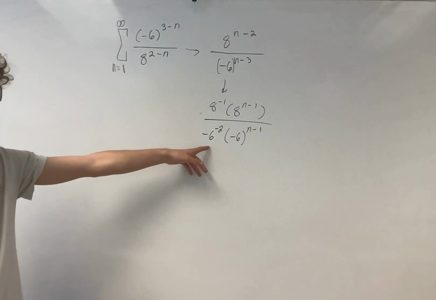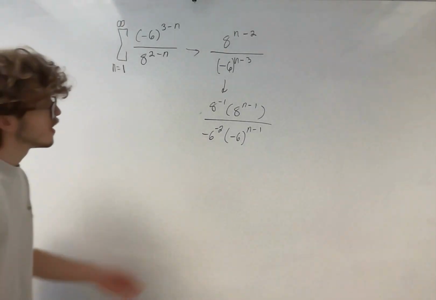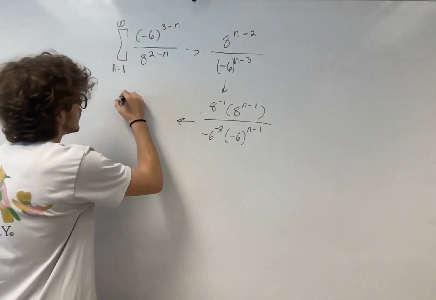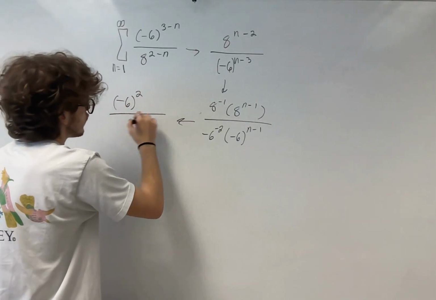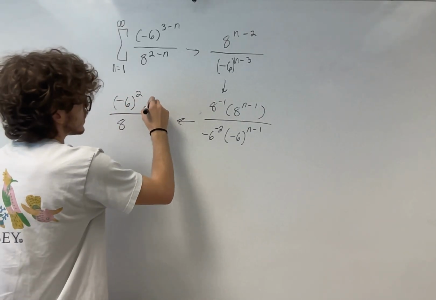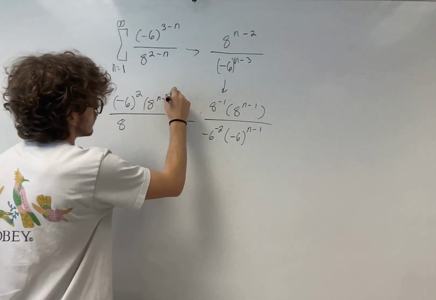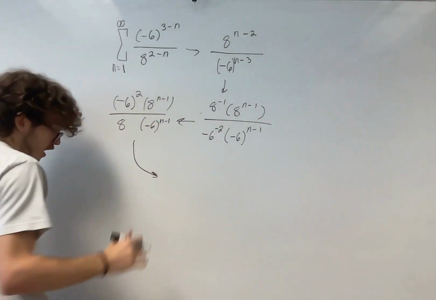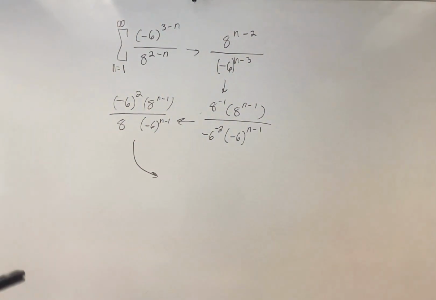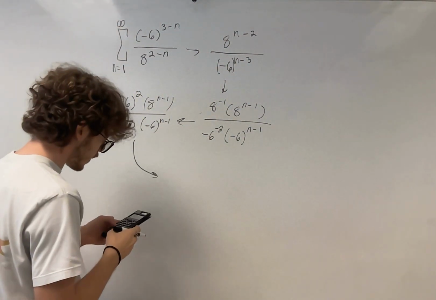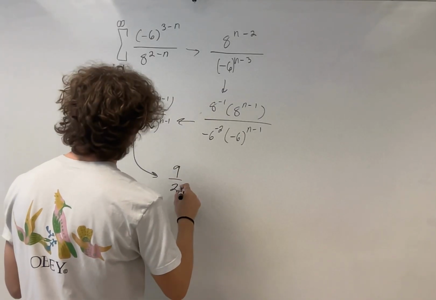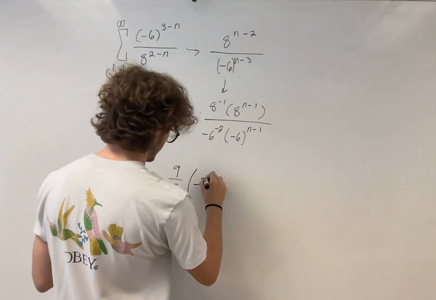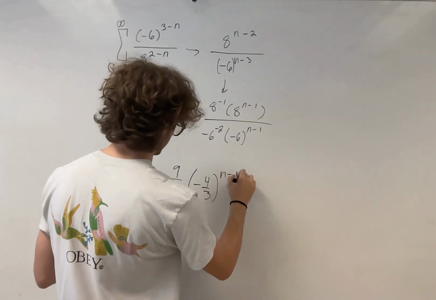Now you're looking at this, you're like, uh-oh, that looks kind of ugly. Well, remember our negative exponent rules, we are again going to flip these here. So this is going to become negative 6 squared over 8, and this becomes 8 to the n minus 1 over negative 6 to the n minus 1. We're allowed to pull this out as a constant. Let me actually figure out what that is. 6 squared is going to be 36 divided by 8. This is going to be 9 over 2. And we're going to have 8 over negative 6, 8 divided by negative 6. This is going to be negative 4 over 3 to the n minus 1.